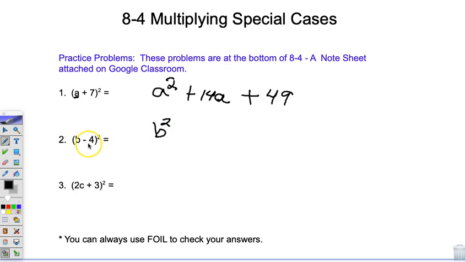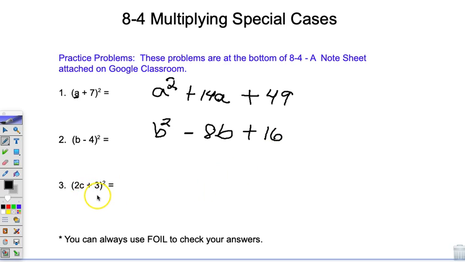Now this is a -4, so when we multiply -4 times b to find the product, that's -4b. And then we're going to times it by 2. So -4b times 2 is a -8b. And the last step is to take -4 squared, which happens to be +16.